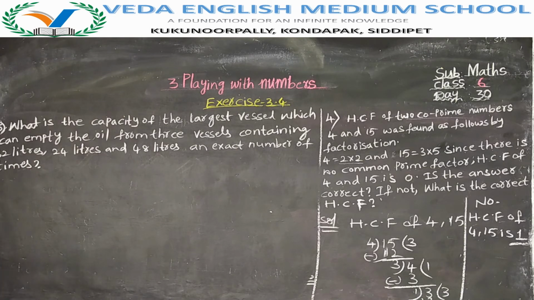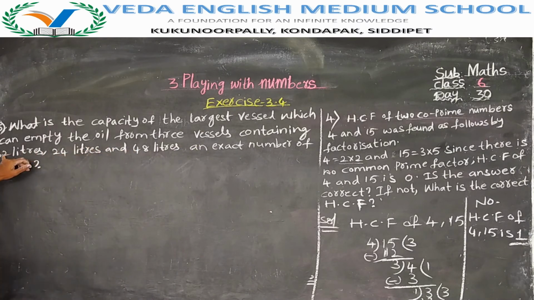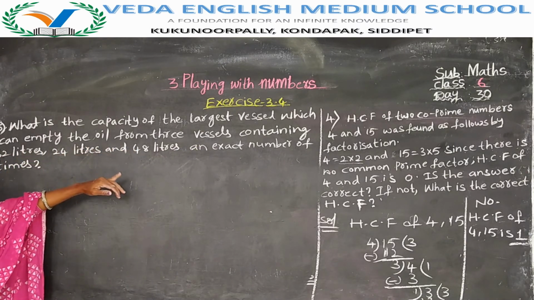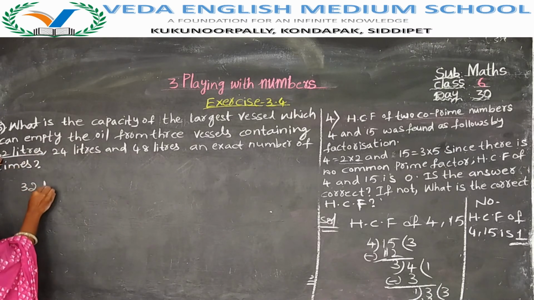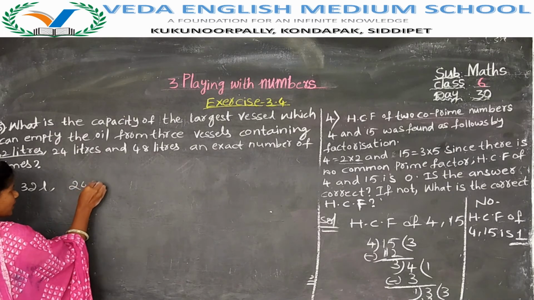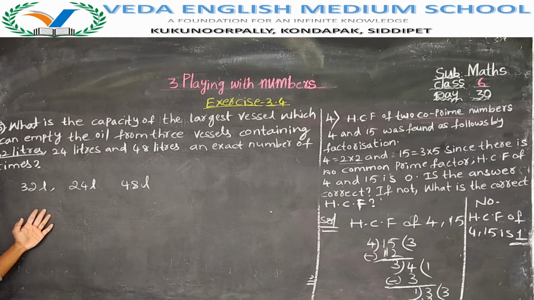Now see the last, fifth question. What is the capacity of the largest vessel which can empty the oil from the 3 vessels containing 32 liters, 24 liters, 48 liters, an exact number of times? That is the same as the second question. Three vessels are there: the first vessel containing 32 liters, the second containing 24 liters, the last containing 48 liters.